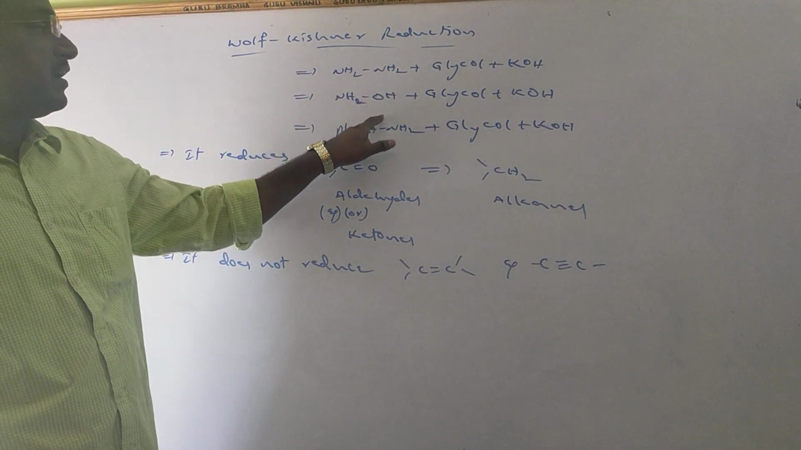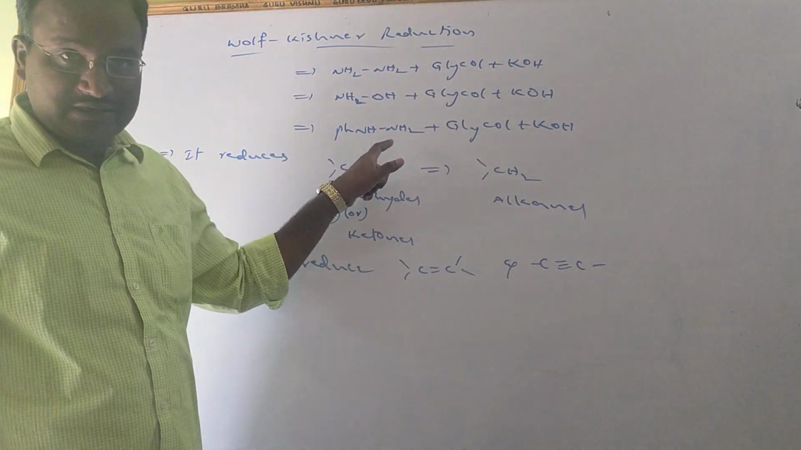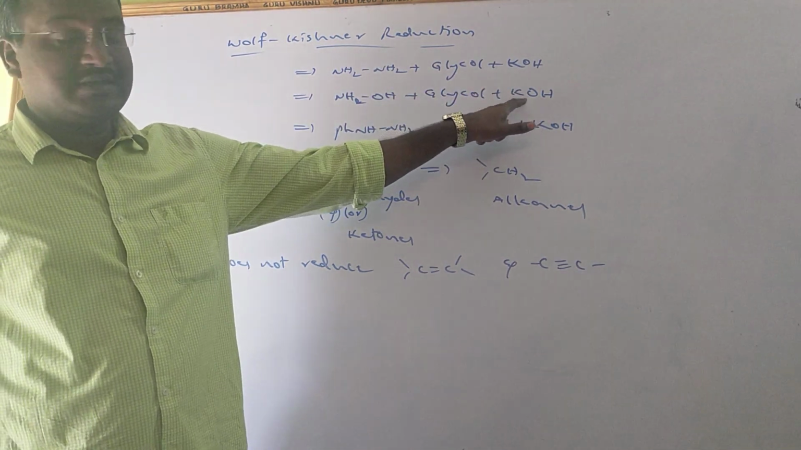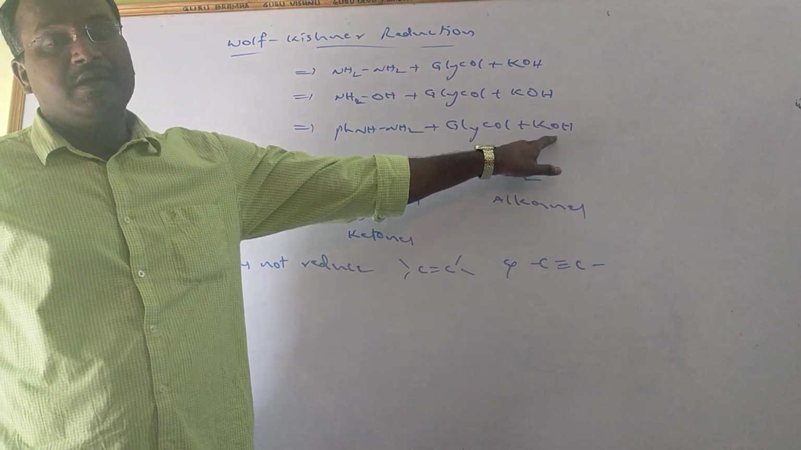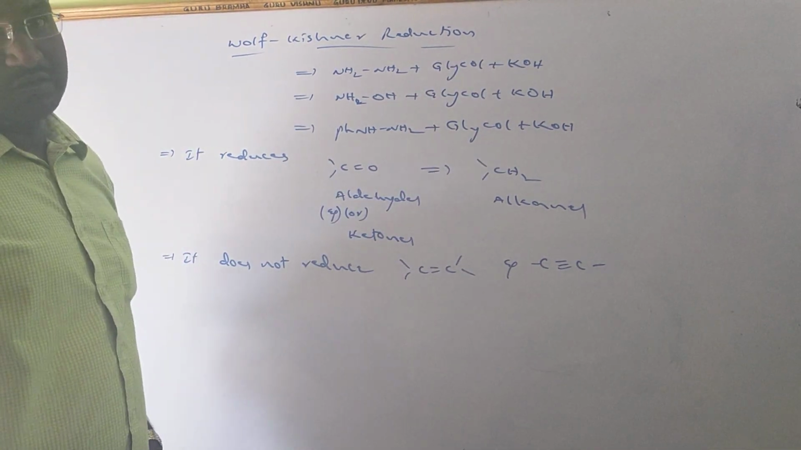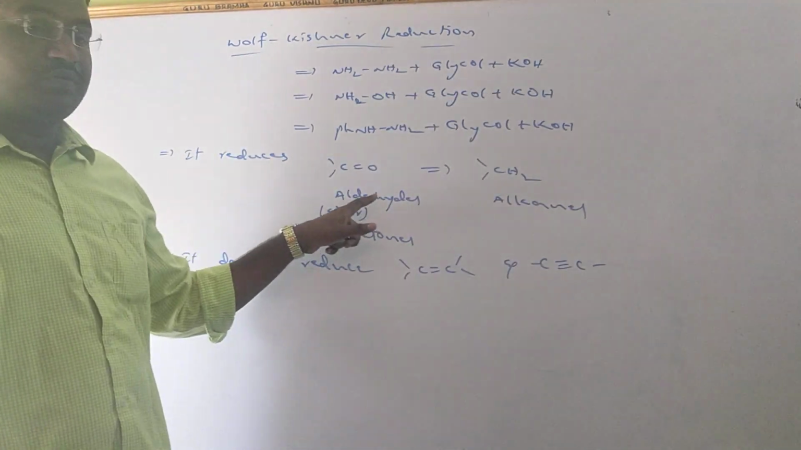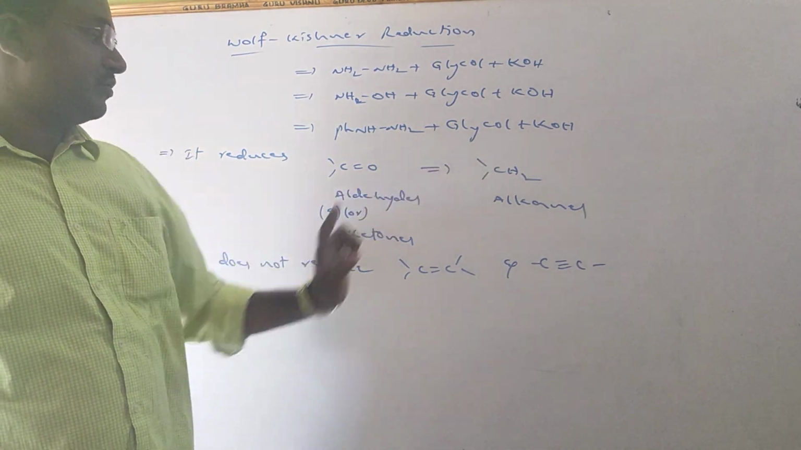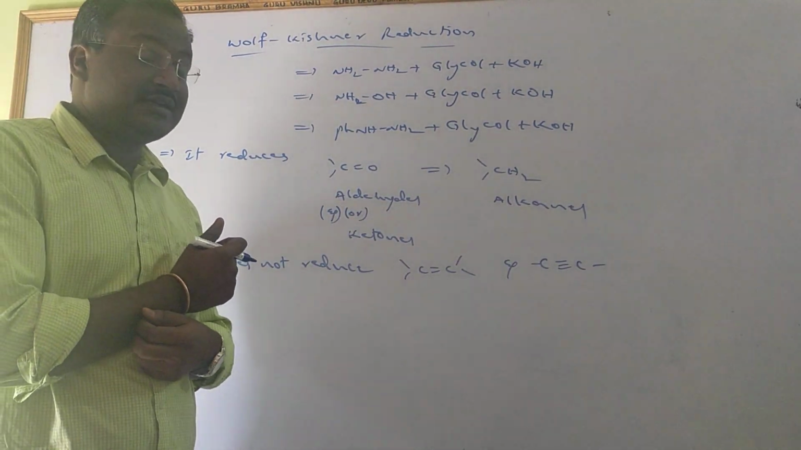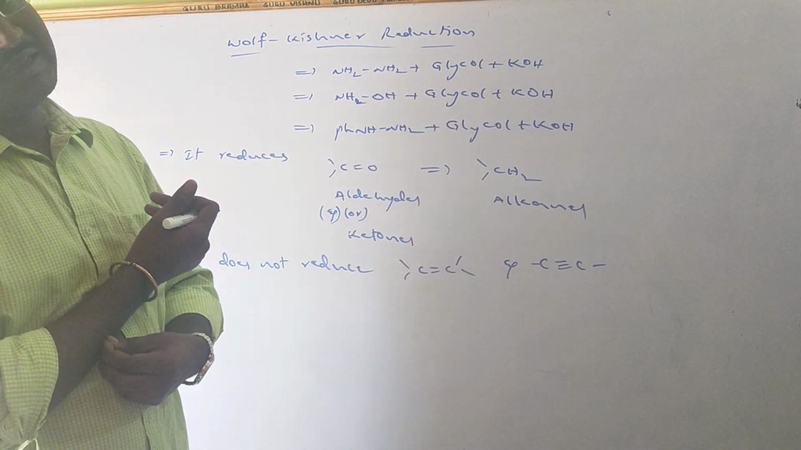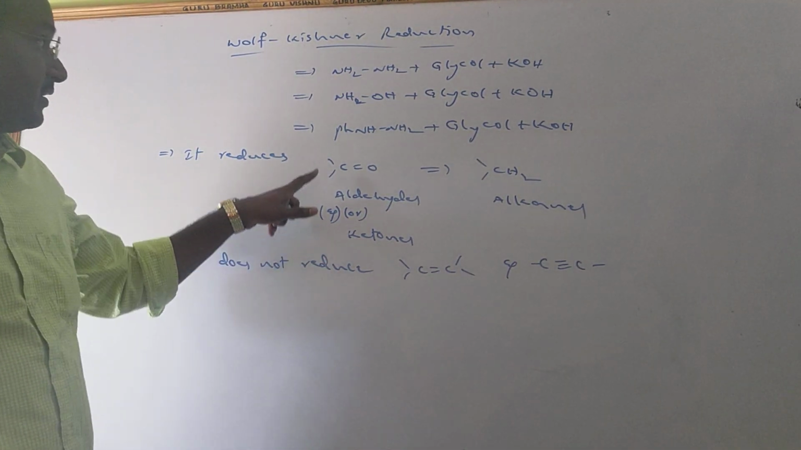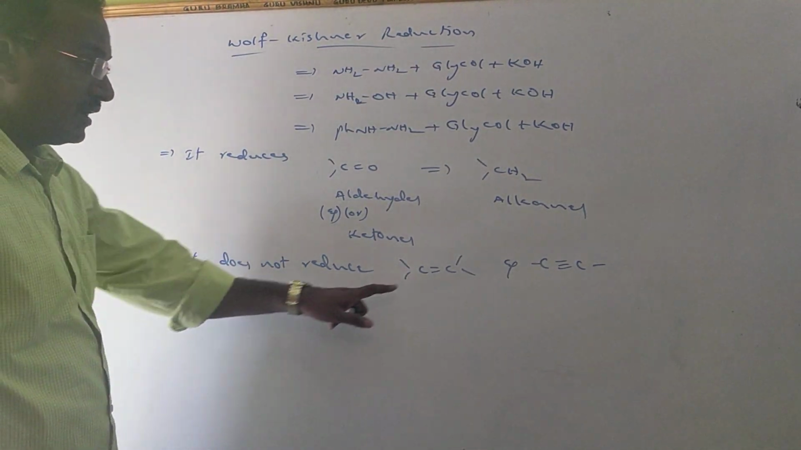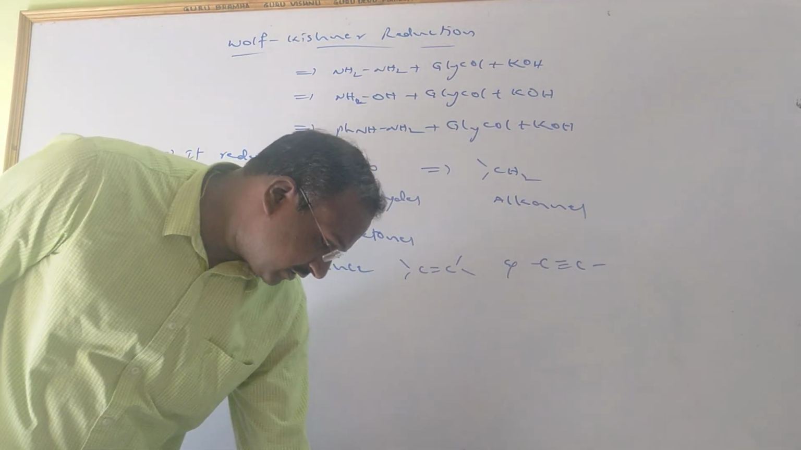Wolff-Kishner reduction means any one of these 3 reagents we can use as a reducing agent, that is hydrazine plus glycol plus base, or hydroxylamine plus glycol plus base, or phenyl hydrazine plus glycol plus base. Any one of these 3 we can use, and it reduces the carbonyl group present in aldehydes and ketones into alkane. C double bond O converts to CH2, same as Clemmensen reduction. But Clemmensen reduction takes place in acidic medium, and the reagent for that is Zn-Hg, HCl. Here, hydrazine plus glycol does not reduce other groups; like Clemmensen reduction, it does not touch anything else.